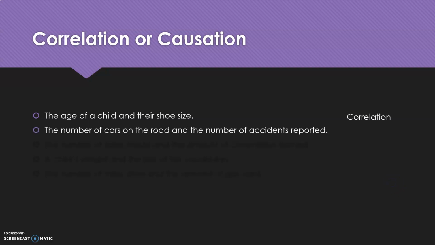The number of cars on the road and the number of accidents reported. Think about that. This is a correlation. Right now we're in this pandemic and there are not as many people on the road, but this is something that's actually happening right now. Yes, there is a chance of being in a wreck with more cars on the road, but this is a correlation. One doesn't cause the other.